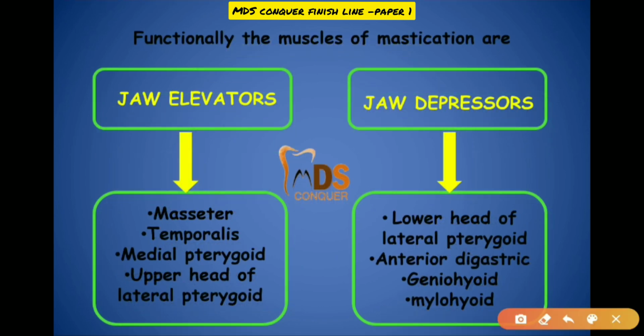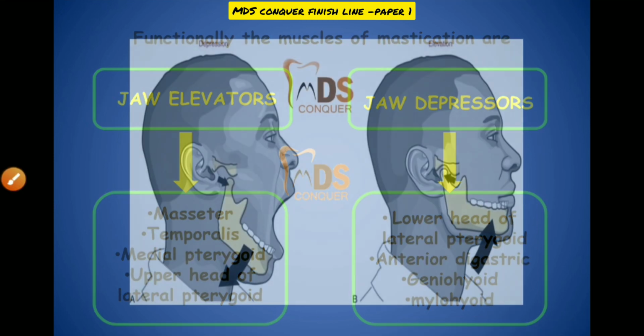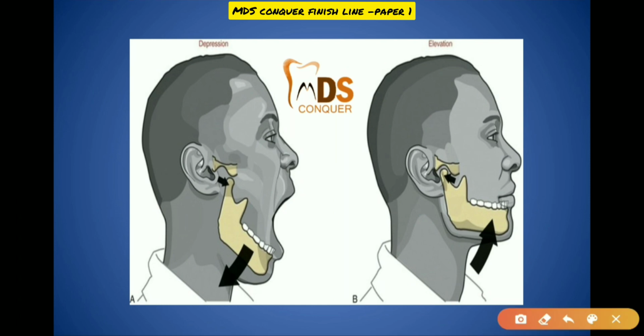Then again, there is another classification where they can be classified functionally, that is jaw elevators and jaw depressors. Jaw elevators are masseter, temporalis, medial pterygoid, and the upper head of the lateral pterygoid. Whereas jaw depressors include the lower head of the lateral pterygoid, anterior digastric, geniohyoid, and the mylohyoid muscles. So this is the second classification for the muscles of mastication. You can see here in the picture, this is the depression, and this is the elevation of the muscle.